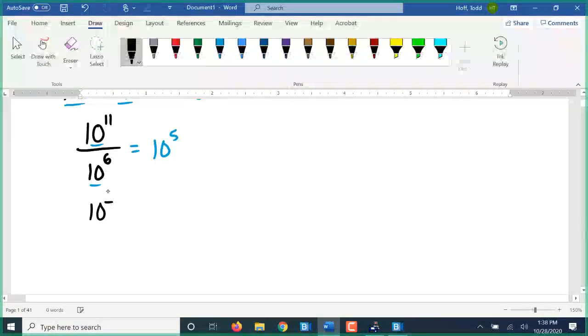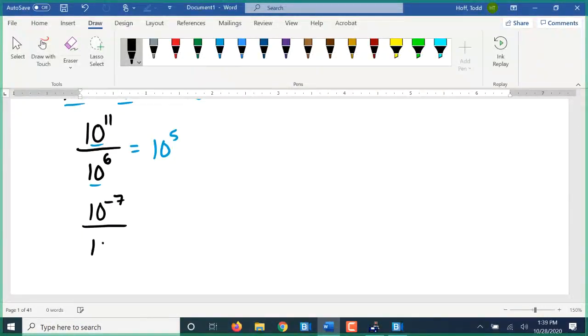But if I have 10 to the negative 7 divided by 10 to the 8th, again, I still have the same base in my exponents. They're both bases of 10. But the power will be negative 7 minus 8. Negative 7 minus 8 is negative 7 plus a negative 8, which is negative 15. So that's 10 to the negative 15th.